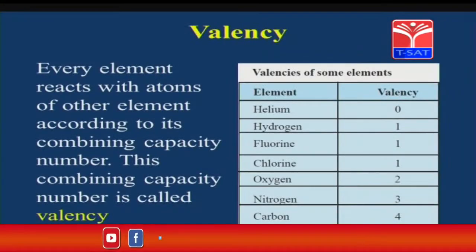And next one, carbon. Carbon valency is 4. That means carbon combines with 4 other elements. So, if carbon is combined with 4 hydrogen atoms, then it forms a CH4 molecule. This CH4 molecule is called methane gas.